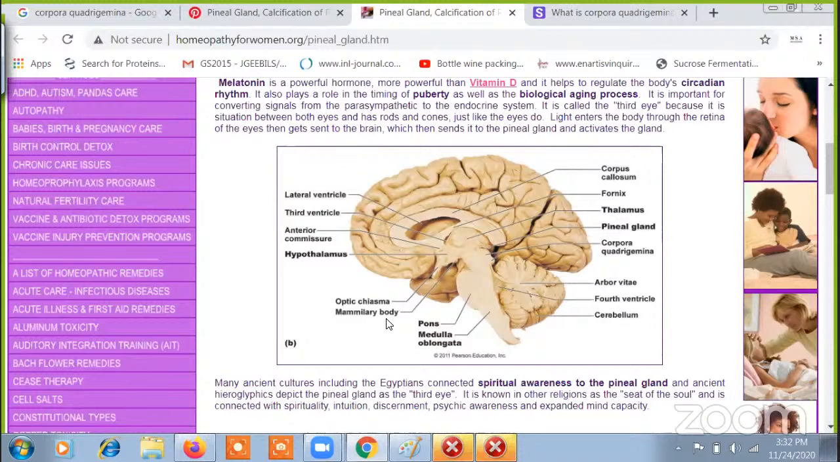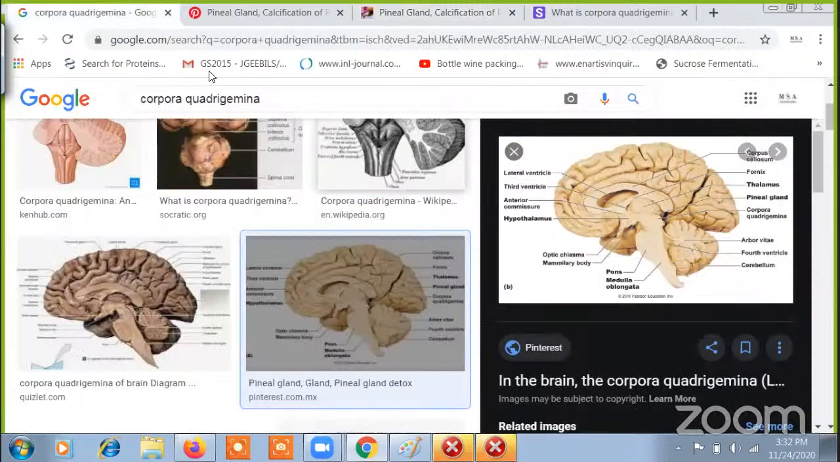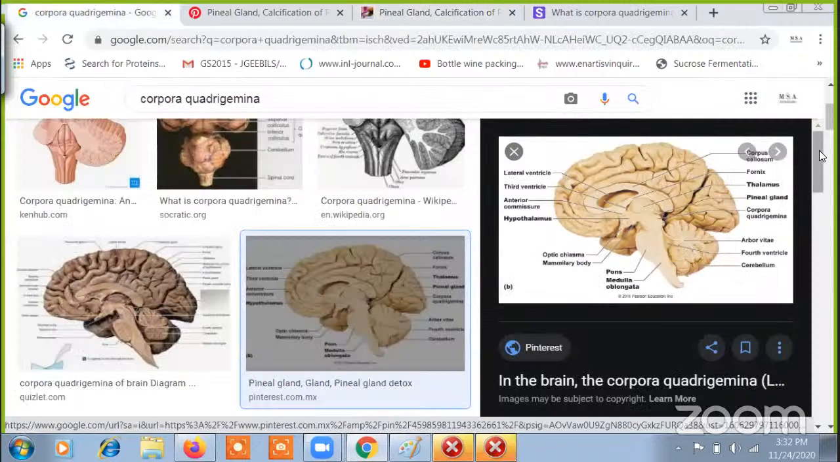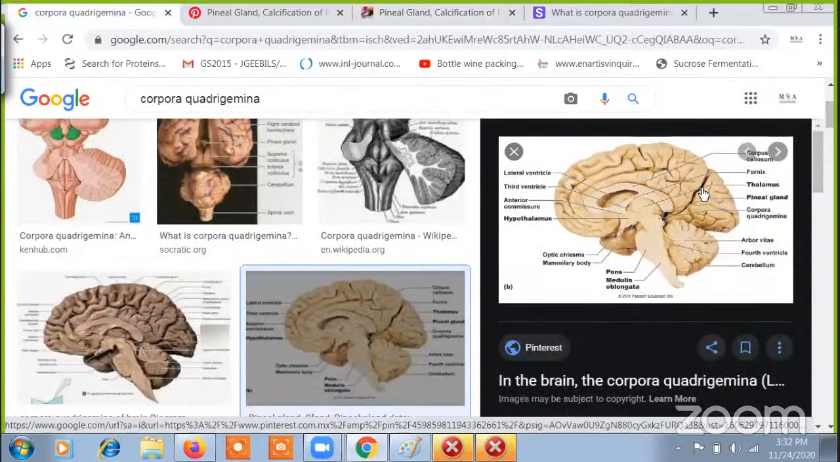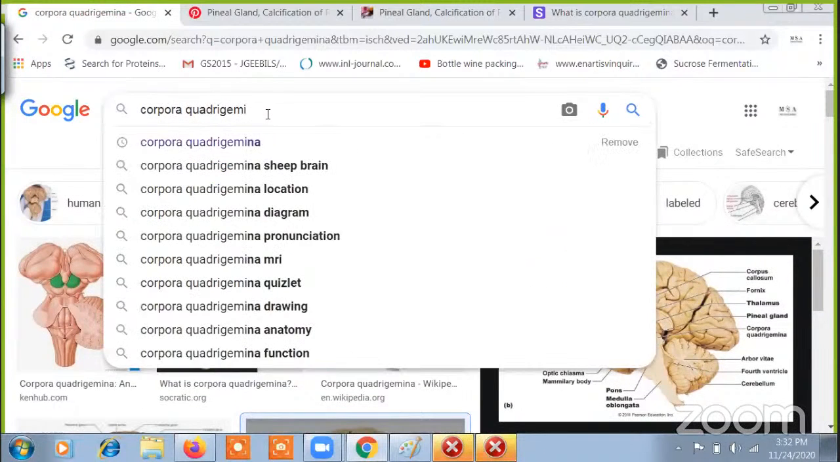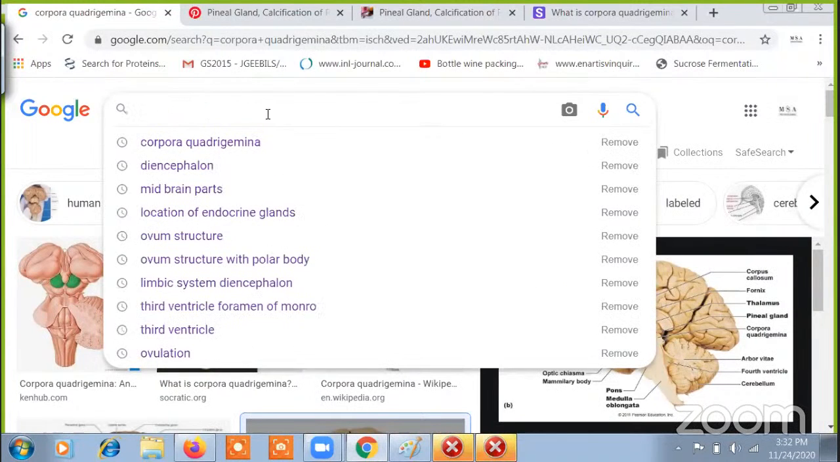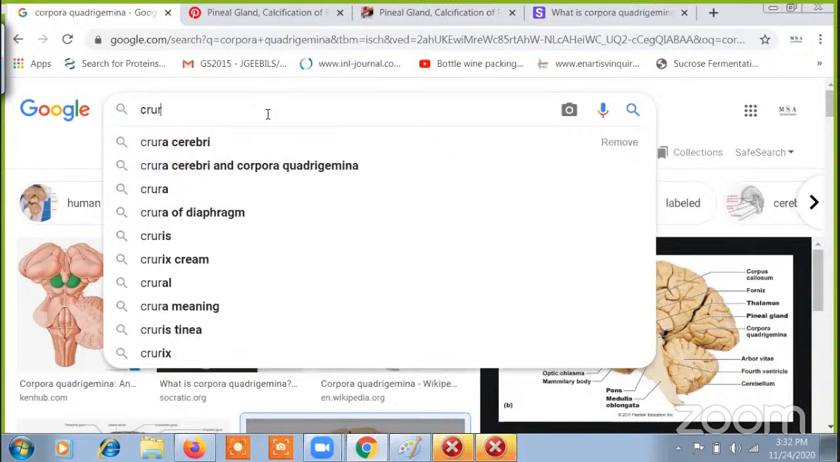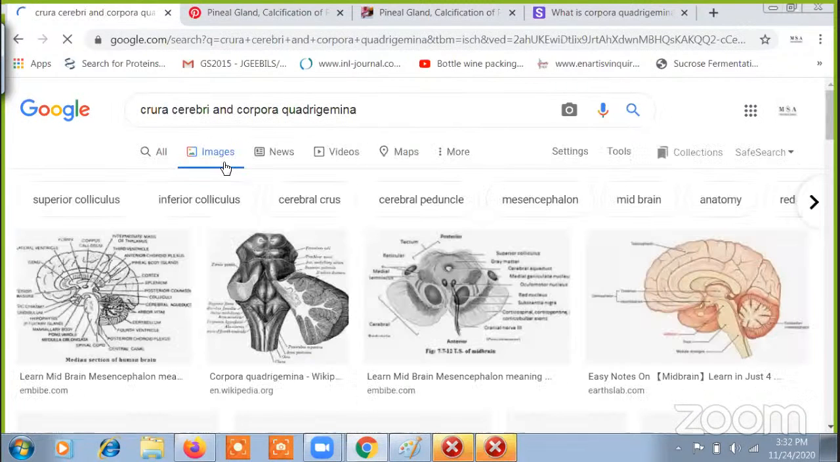Now we will see what is the crura cerebri. First we have discussed what is corpora quadrigemina. What is a midbrain? Midbrain has a dorsal side. This dorsal side is having the corpora quadrigemina. I have shown you the figures. Now we will see what is crura cerebri. It is also a part of the midbrain.